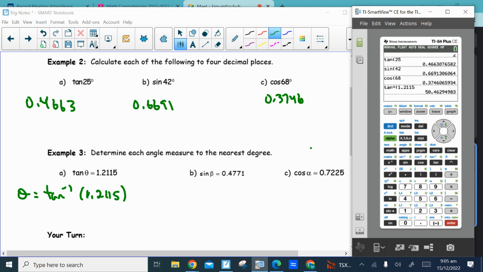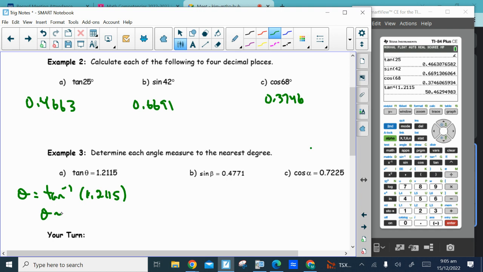And if we round that to the nearest degree, we would get 50 degrees. Theta is approximately 50 degrees. So you're either going to be given the angle or you're trying to find the angle. If you're given the angle, you're just going to use the sine, cos, or tan keys. But if you're trying to find the angle and you're given what the sine, cos, or tan is as a decimal, this is where we use the second function, the sine to the -1, the tan to the -1, or the cos to the -1. So you're going to go second function tan, and then type in that decimal to get theta.